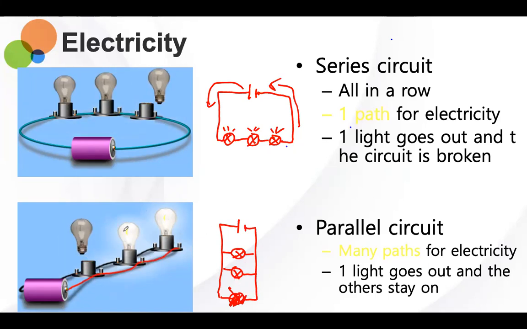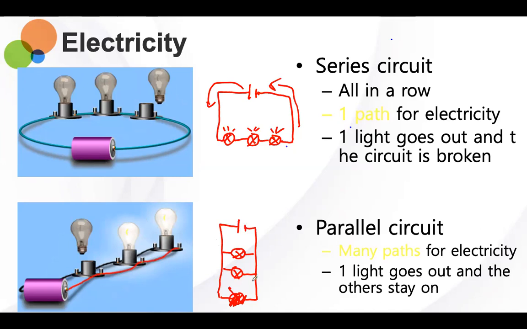As we can see here, if we disconnect one of the bulbs, the others are not affected because we have more than one path for electricity to flow. All right. So in parallel circuits, there are many paths for electricity, right? So if one light goes out, the others will stay on. The others will not go out as well.